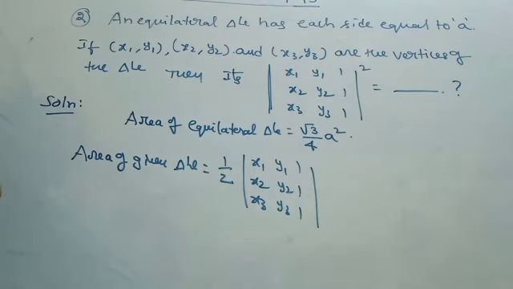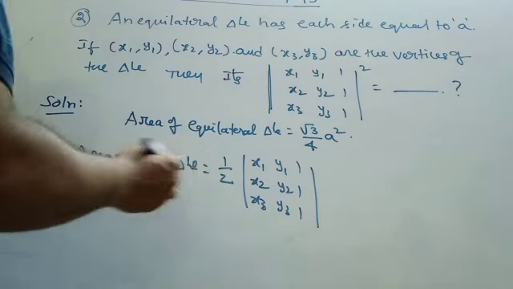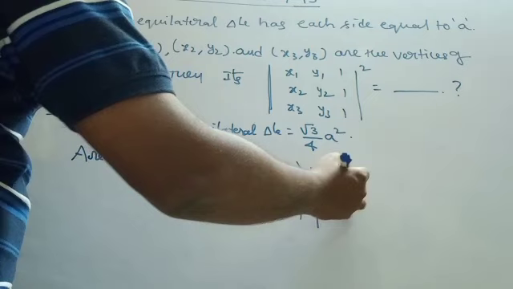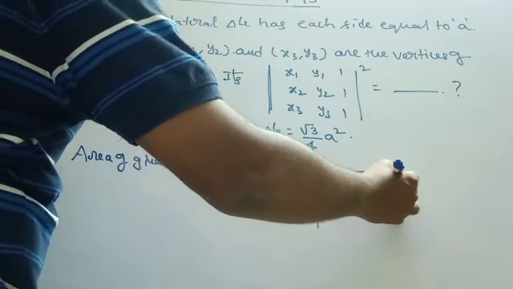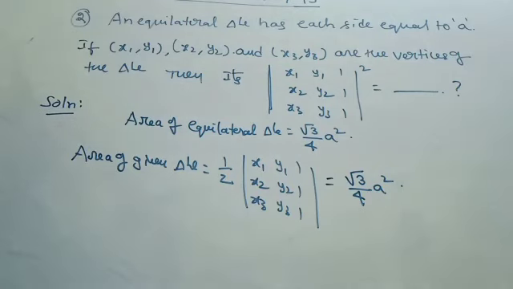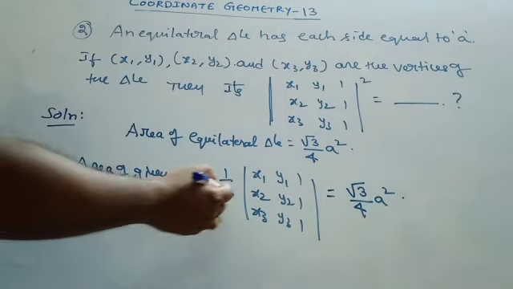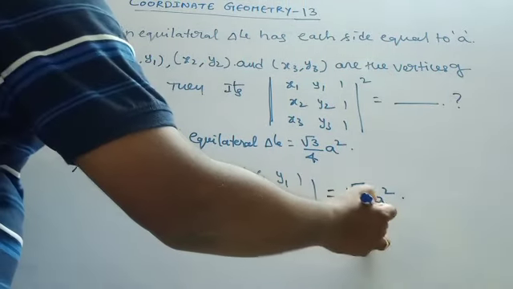Now they are asking here, this is the area of the given triangle. Now this is equal to root 3 by 4 a square, like this. Root 3 by 4 a square, we have like this. Now we can cancel this 2 and here 2, like this.